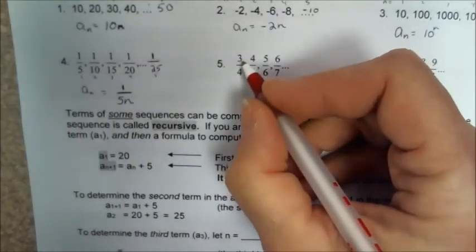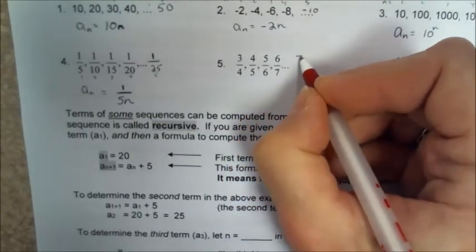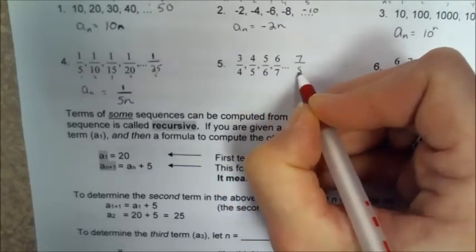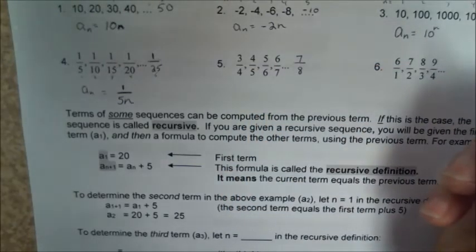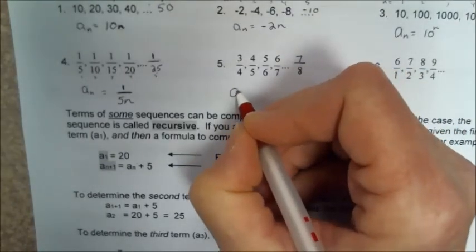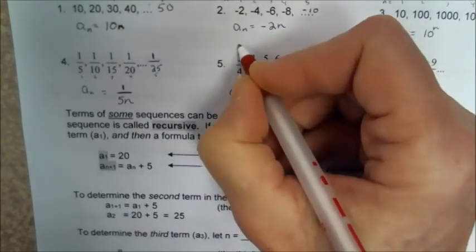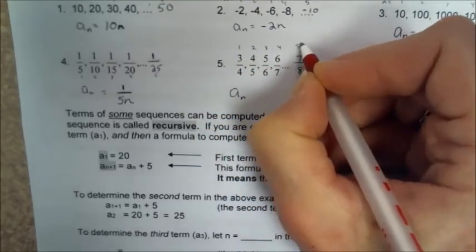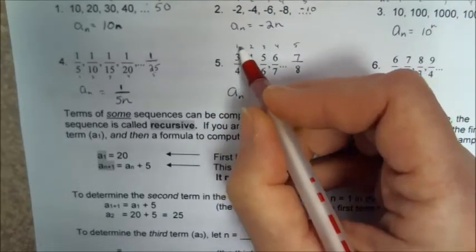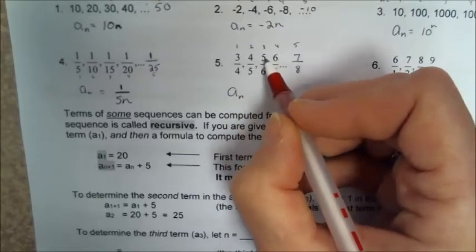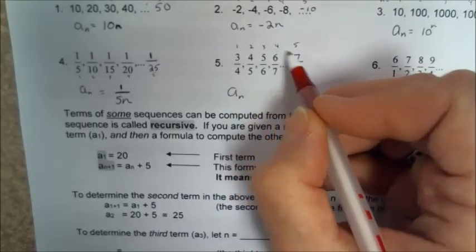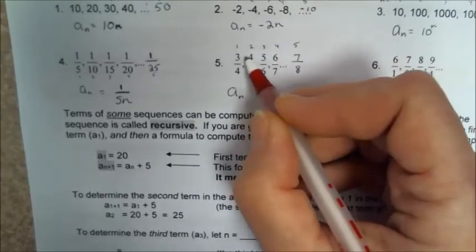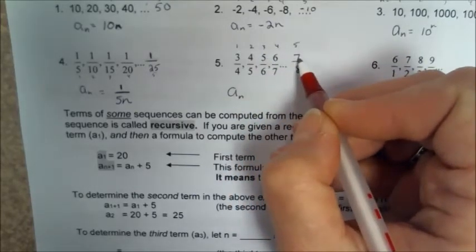The next one, look at the numerators, 3, 4, 5, 6, 7, and look at the denominators, 4, 5, 6, 7, 8. There's the next term. Here's the first term, the second term, the third term, the fourth term, the fifth term. How do I get a 3 out of a 1, and a 4 out of a 2, or a 5 out of a 3, or a 6 out of a 4, or a 7 out of a 5? How do I get from those numbers up here to those numbers down here?